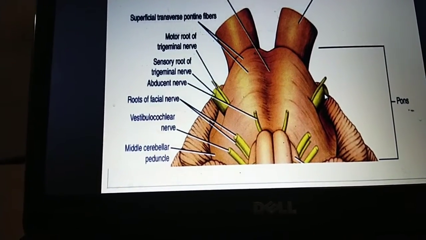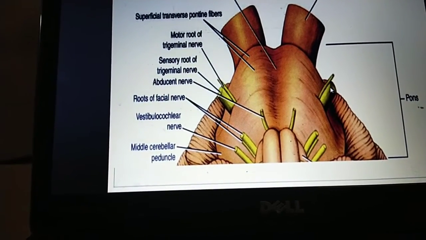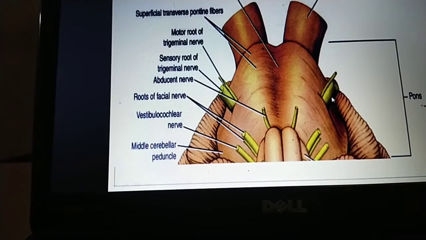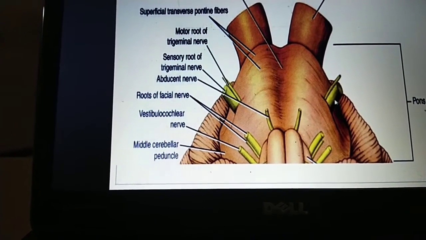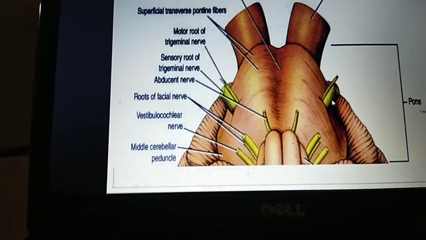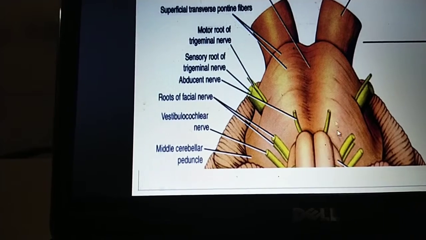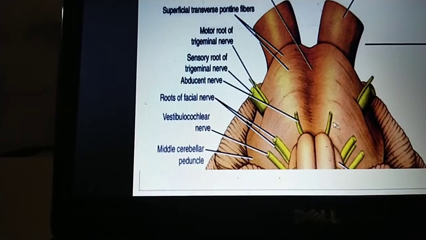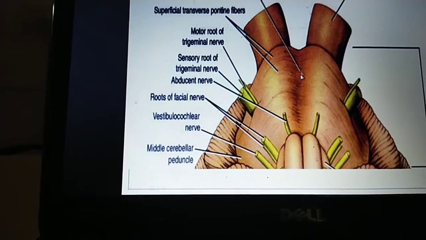In that, two parts are there: one is the motor root of the trigeminal nerve and another is the sensory root of the trigeminal nerve. This is the motor root, and this is the sensory root. The trigeminal nerve completely originates, or emerges, in the pons, and this is the groove present in the pons. Here the basilar artery is lodged.